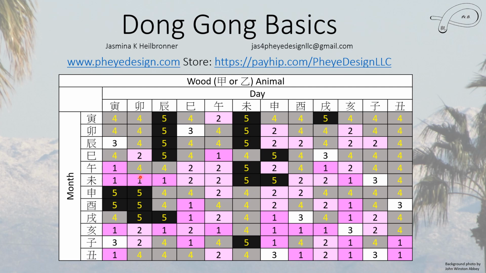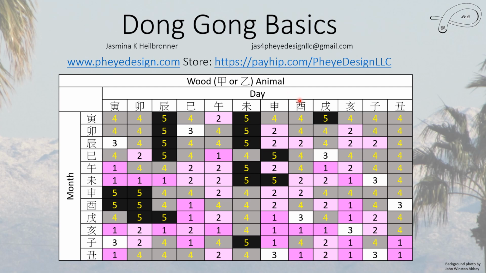So what we have is the Chinese solar month. We always start the year with tiger, so that's where we start here. So we have tiger, rabbit, dragon, snake, horse, goat, monkey, rooster, dog, pig, rat, and ox. And then we have the days in the same order. Now, you notice up here, this is the animal for the day, not for the month, but for the day. We don't care the animal sign for the month.